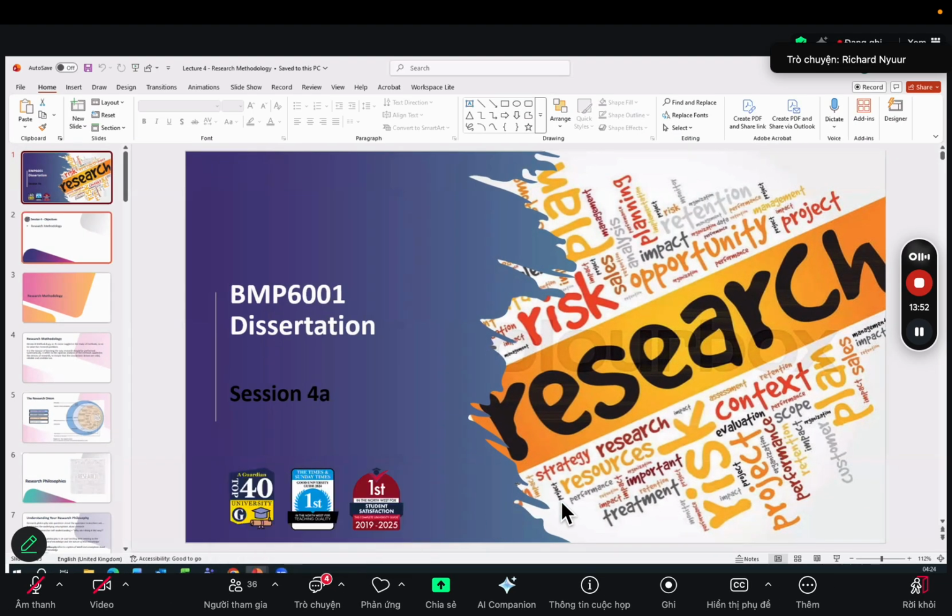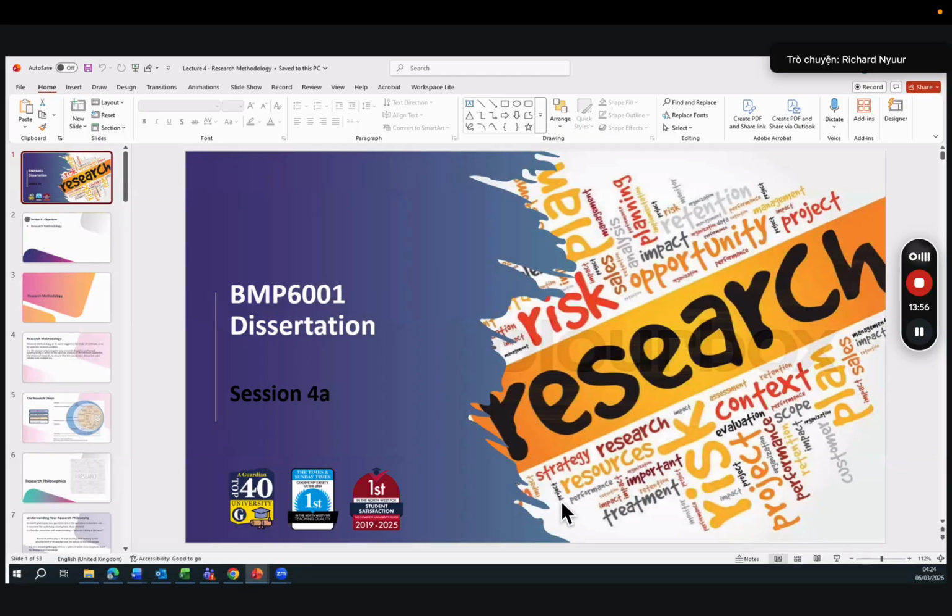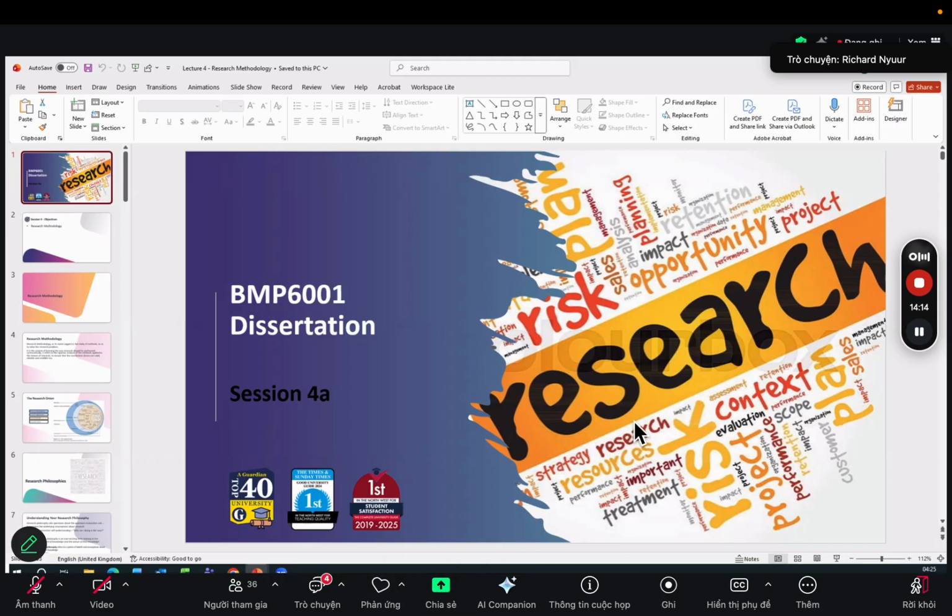I have a question about the research question. Do we just need to put it in the introduction, the proposal stage, or throughout the later dissertation? Remember what I said. At the proposal stage, you put the research question.